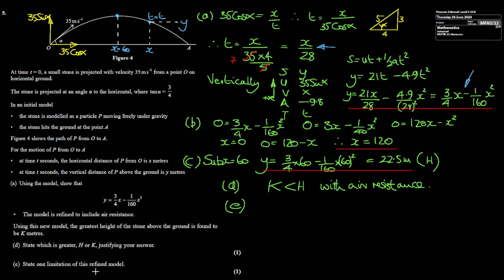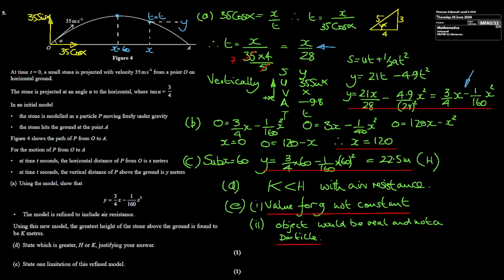And for part E, we're asked to state one limitation of this refined model. Well, I suppose the biggest limitation of the model is that we're still considering this particle, now subject to air resistance, as a particle. And that's not going to happen in real life. So that would be one limitation. The other limitation is the value of g that we've put onto everything. This is not constant over the whole of the planet, and we would need a better measure for g. So either of those two quoted limitations will earn you the 1 mark. And those are the answers for part E.